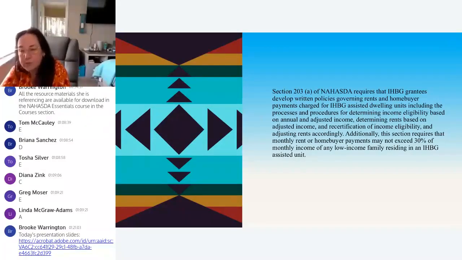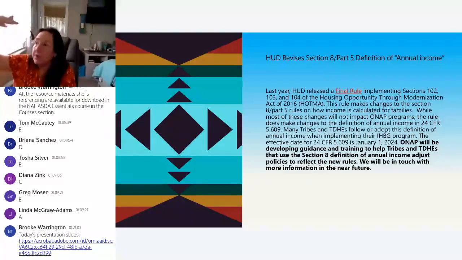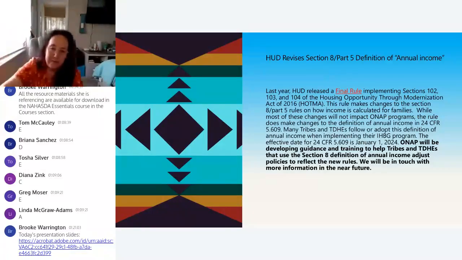So what I got to at the very beginning was the HOTMA ruling. Now, we just received an additional extension on this. If you use the Section 8 definition, or you're one of those tribes that say that you're going to use all 3 definitions, you need to redo your A&O policy this year. So Section 8 and the HOTMA definitions reflect the new rules, okay? Make sure that you're on that.